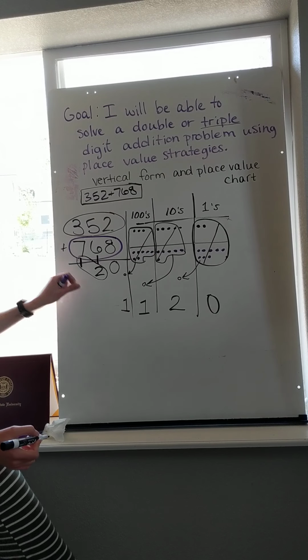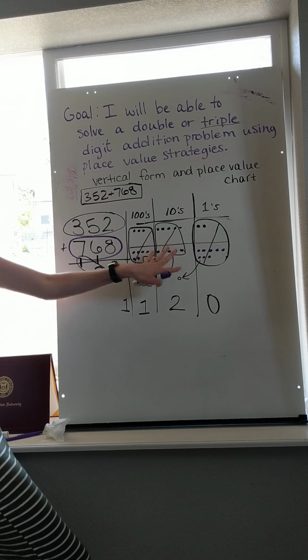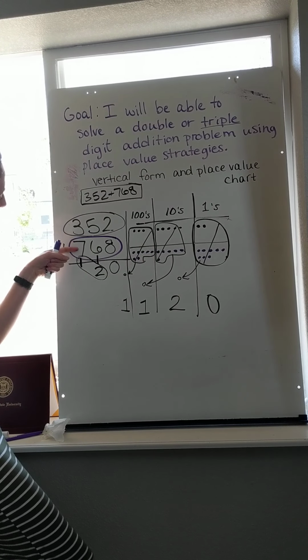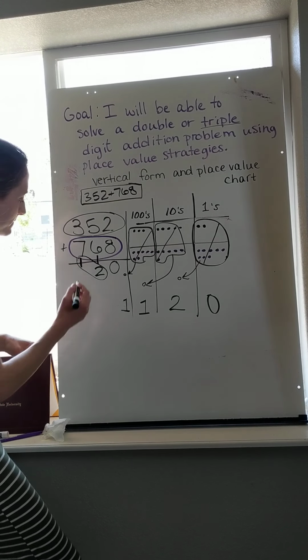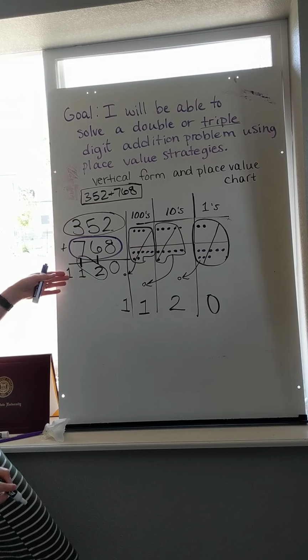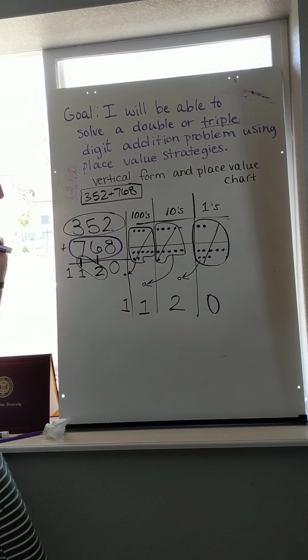Okay, so I'm going to see that over here when I do my vertical form too. Eventually you could do this by itself. This is a good way to check. So I have 7 plus 3, that makes 10, plus 1 more is 11. So I leave the 1 from the 11 over here, and I bring the other digit to my thousands place.